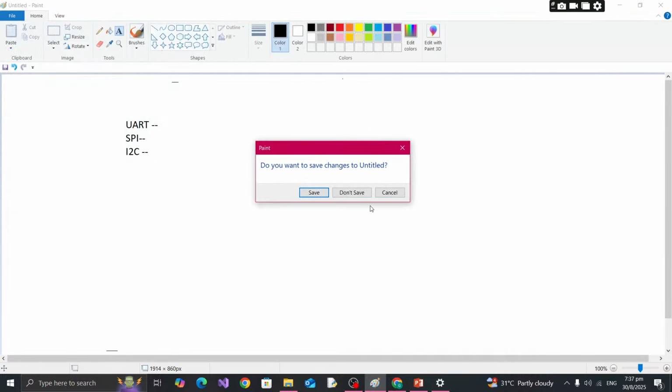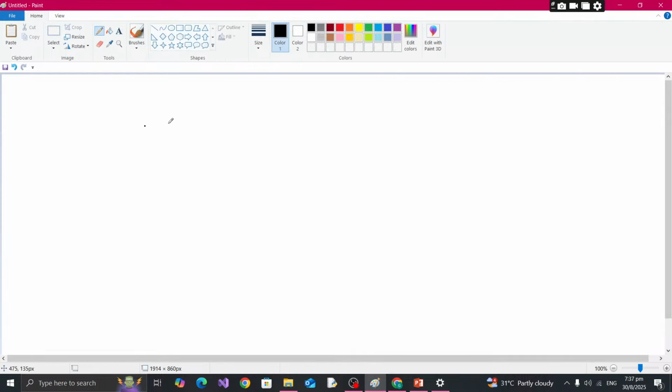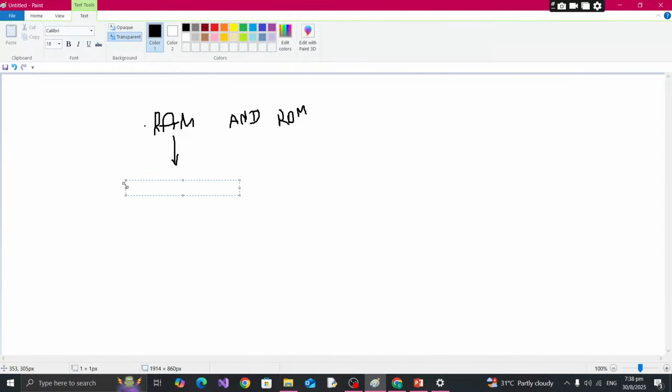Okay, let me open a new file. So in memory we have two types, RAM and ROM. In most interviews for embedded systems, they will ask what is the difference between RAM and ROM. So we should know what RAM and ROM are. People usually say RAM is nothing but random access memory. Sorry about my spelling mistake. And ROM is nothing but read only memory.